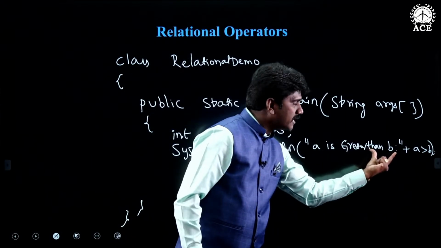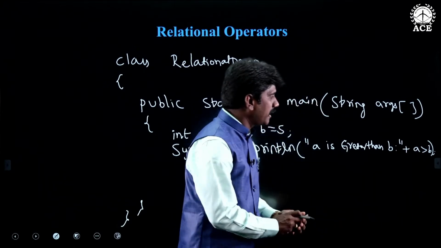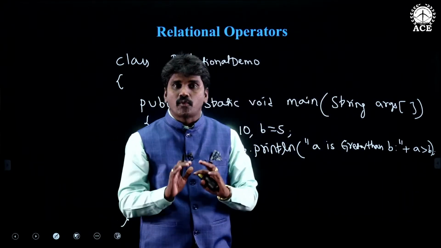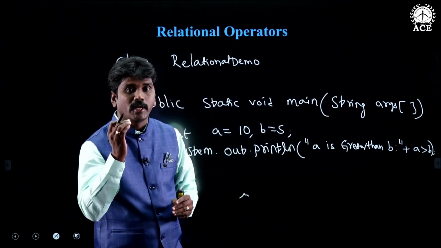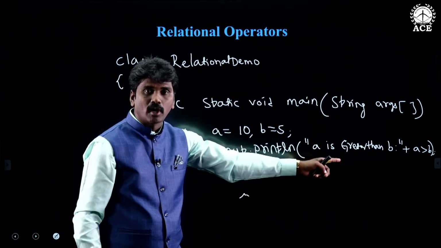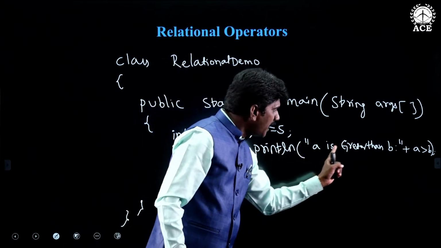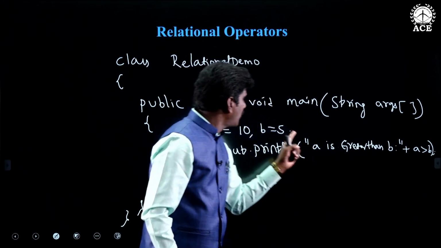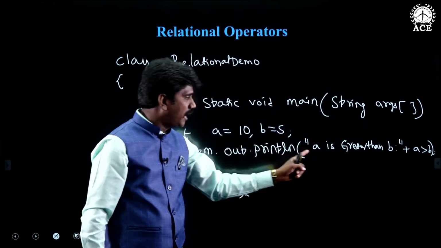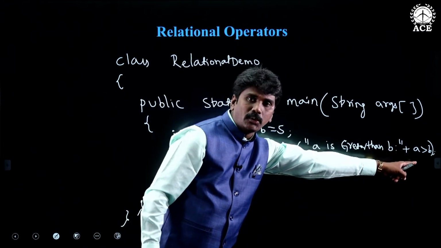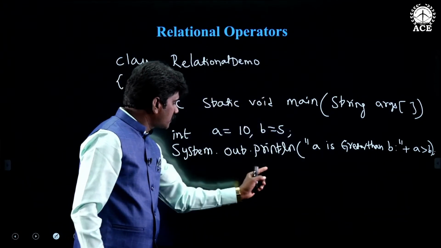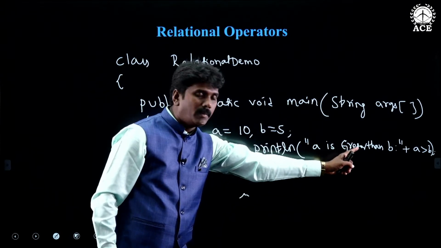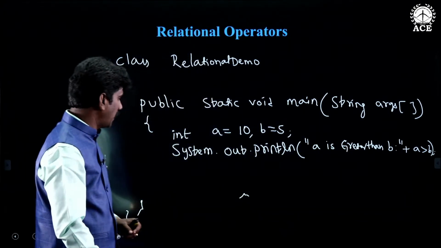Like "a is greater than b" plus a greater than b. Here I have used a greater than b. As I have already told, for the relational operators, the result is going to be a Boolean value, like true or false. What is a greater than b? True, because a is equal to 10 and b is equal to 5. So for this statement, the output we are going to get is "a is greater than b" followed by true.